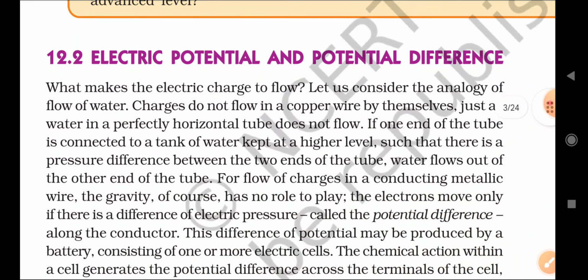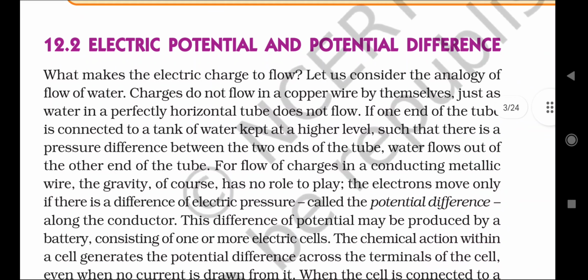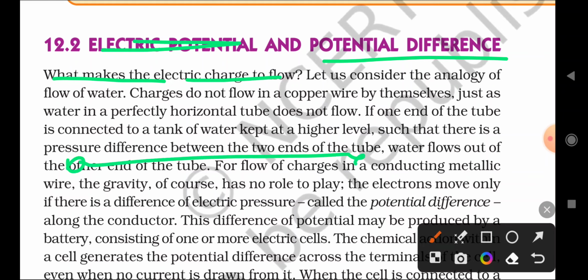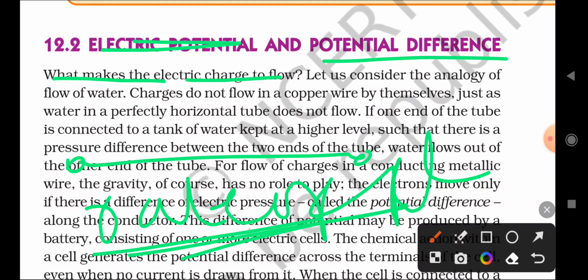Next comes electric potential and potential difference. Here we will discuss the meaning of electric potential and potential difference. What makes the electric charges flow? We say that the charges are flowing from one point to another. How are they actually moving from one point to another? Some energy is required by these charges to move from one place to another, which we have to discuss here.